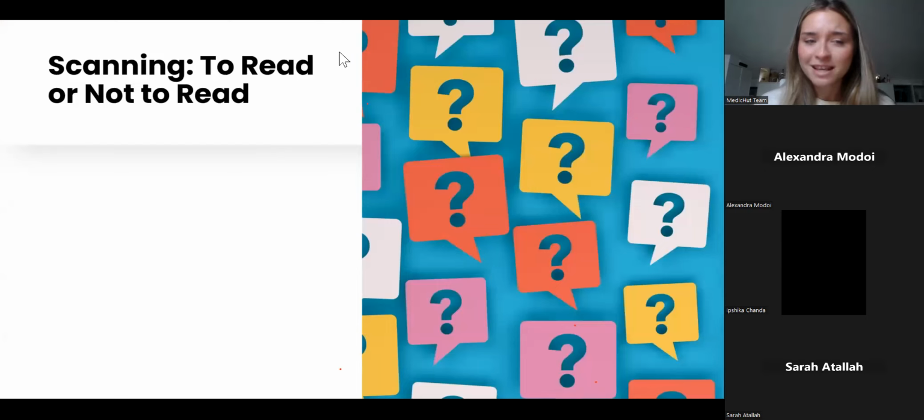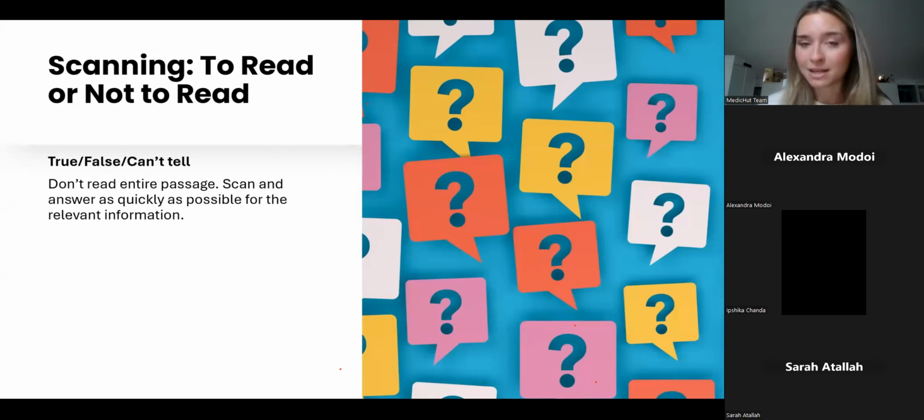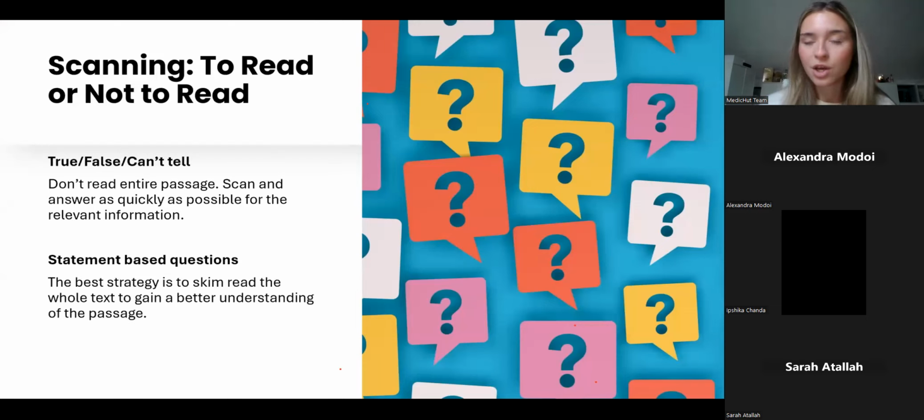So when it comes to scanning, the question is: to read or not to read. The first thing you want to do is, as I mentioned previously, if it is a true, false, can't tell question, you don't want to read the entire passage. You want to scan for your keyword and then answer your question as fast as possible. And if it is a statement-based question, you probably don't want to scan for any keywords, but you can skim read the passage really quickly to gain an overall understanding of it and then go into answering your question.